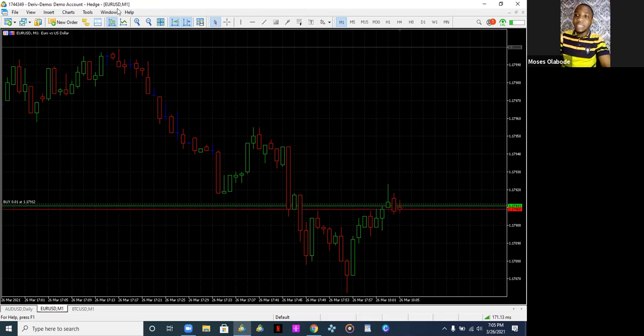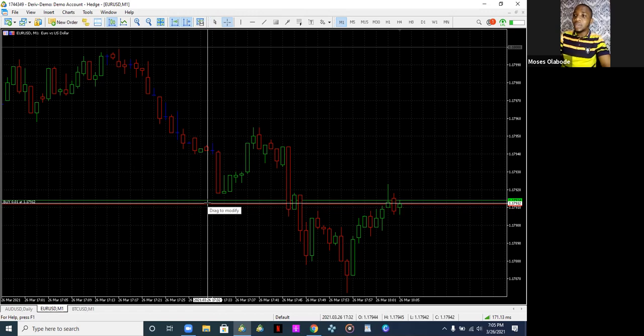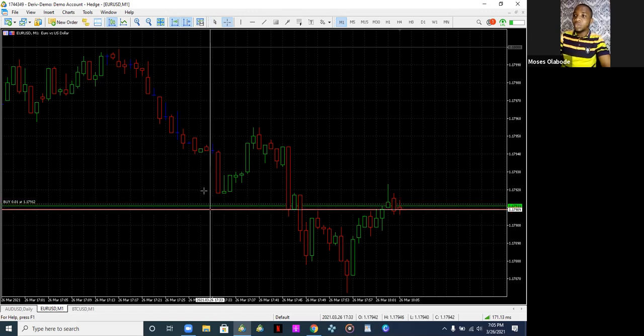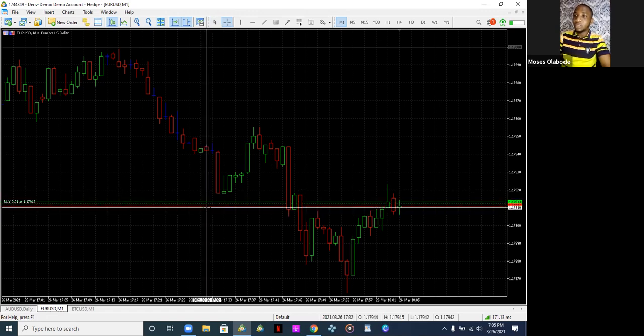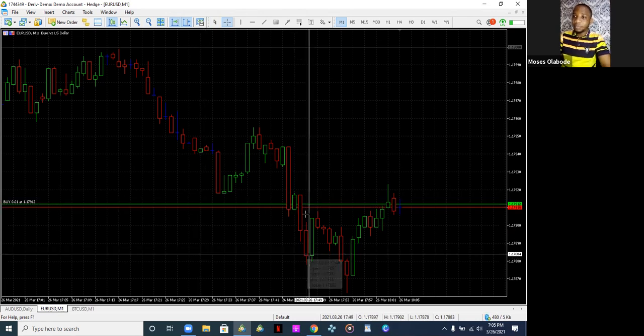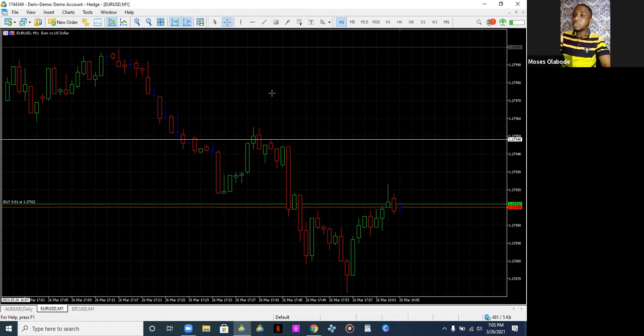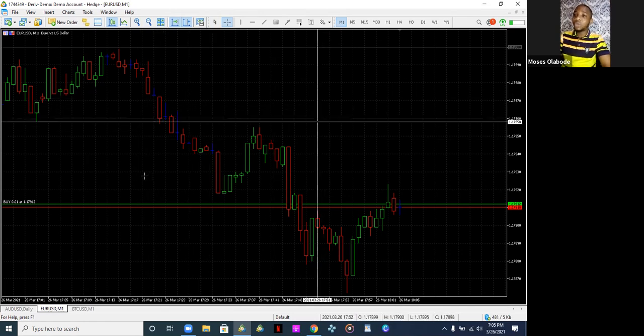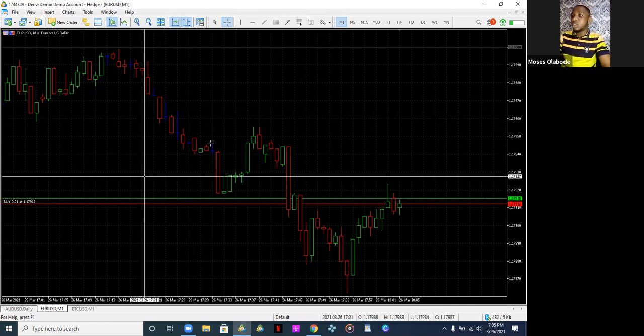So if the spread of a market price is too wide and you want to enter your trade around here, it opens your trade here instead of here. But when the spread is tiny, if you want to enter your trade here, it opens your trade there. So when the spread of the market price is too much, it will be very hard for you to close your trade in profit.